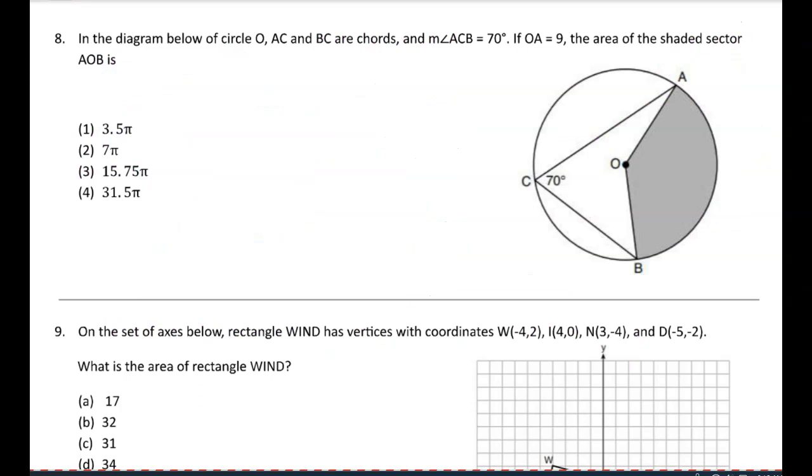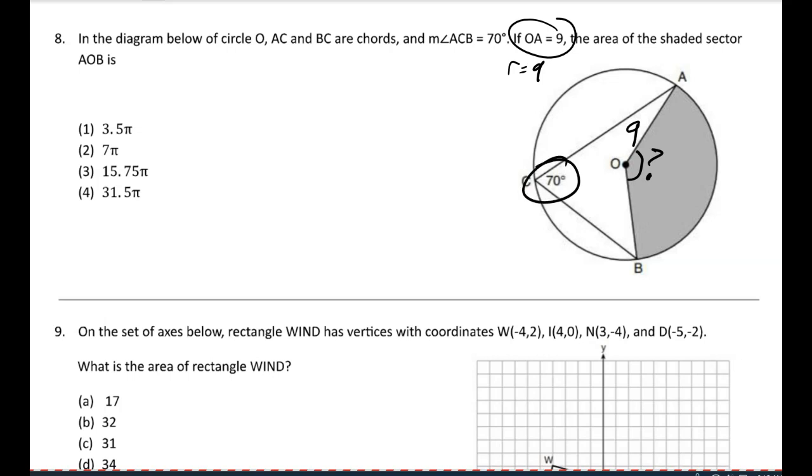Number 8. In the diagram below of circle O, AC and BC are chords, and the measure of angle ACB right there is 70 degrees. If OA is 9, what is the area of the shaded sector AOB? So they're telling me here that the radius of the circle is 9, and they want me to find this shaded area, which would require me to figure out what this central angle is first.